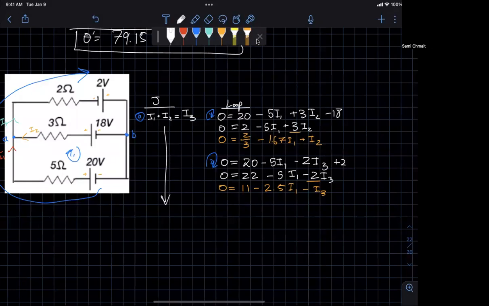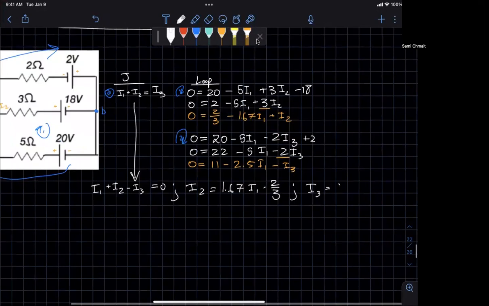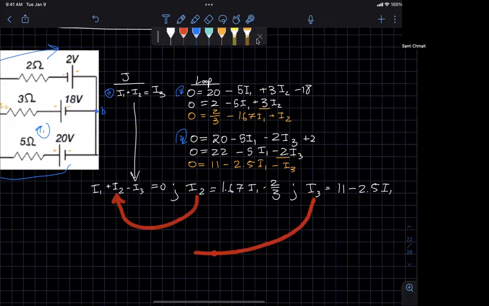Okay? So now when I rearrange these equations, let me first bring this guy down. Get I3 onto the same side here, so that it's equal to 0. And what's I2 equal to? Well, now all we have to do is move some things around. We'll say I2 is equal to 1.67 I1 minus 2 over 3. And then I3 is going to be equal to 11 minus 2.5 I1. Now we know what we can plug in for I2, and we know what we can plug in for I3.